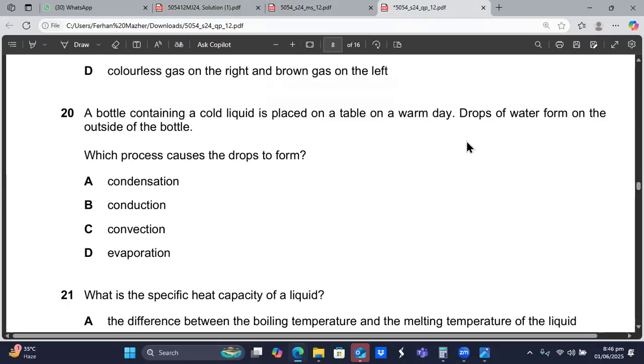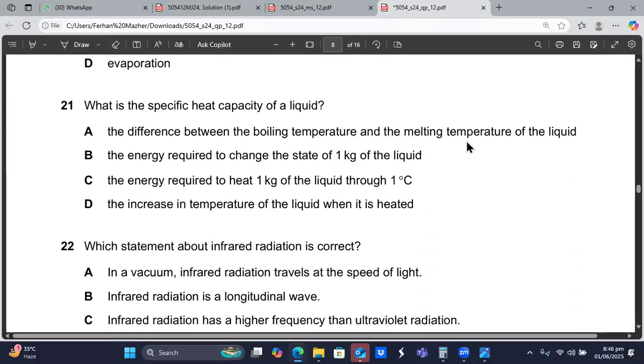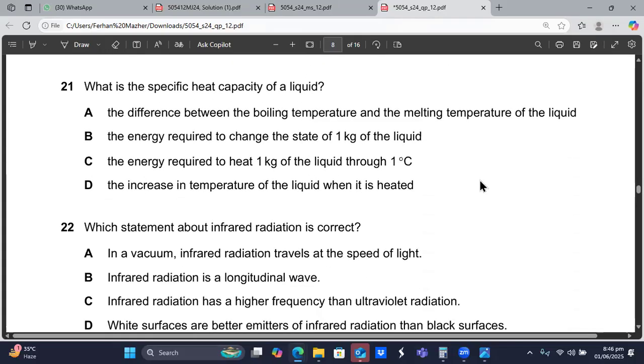So let's go to the next part. Question number 21. What is the specific heat capacity of a liquid? You know, the specific heat capacity means the amount of heat required to raise the temperature of a body of unit mass through 1 degree centigrade. And that unit mass can be 1 kg, it can be 1 gram.